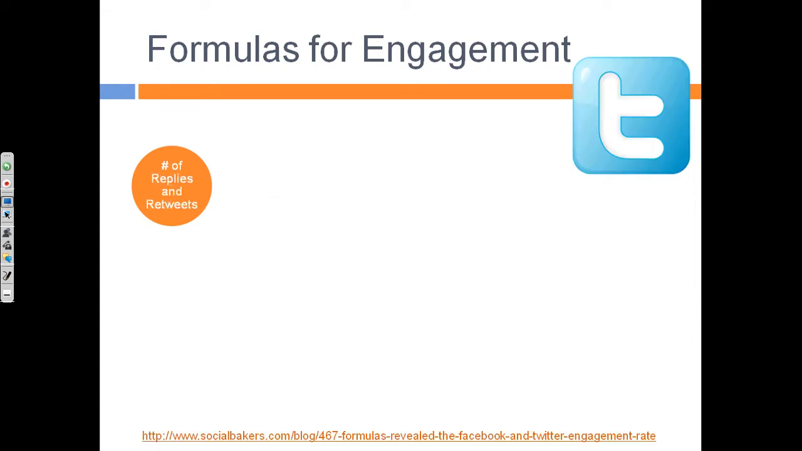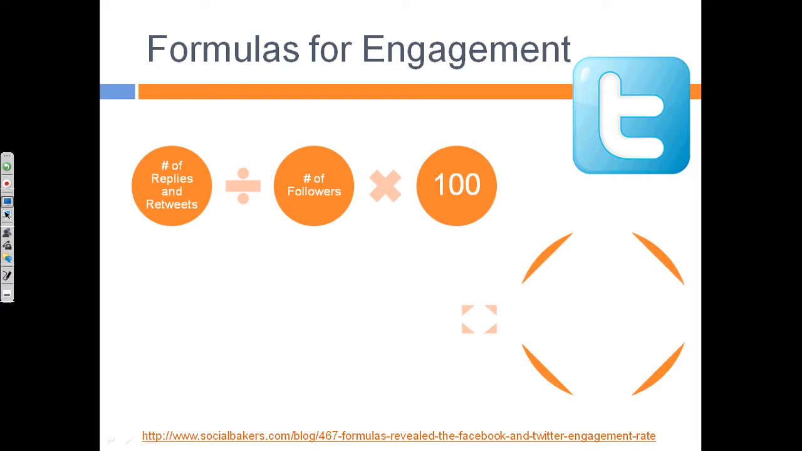Same thing for Twitter, essentially. Take any tweet that you have out there. You can get the number of replies and retweets that were on it, divided by the number of your total followers, times 100. Let's make that a percentage again. You get a percentage of engagement. And again, as you're assessing, you're seeing, well, these tweets are just laying there and not doing anything.